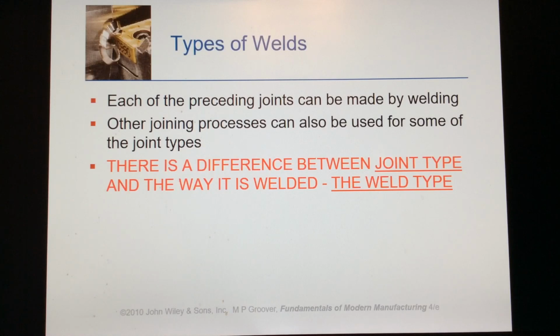So, the types of welds. Each of those joints that we just looked at, geometry-wise, can be joined using a wide variety of welding types. So there is, obviously, as we've pointed out, a difference between the joint type and the way it is welded, or the weld type. So just remember that.